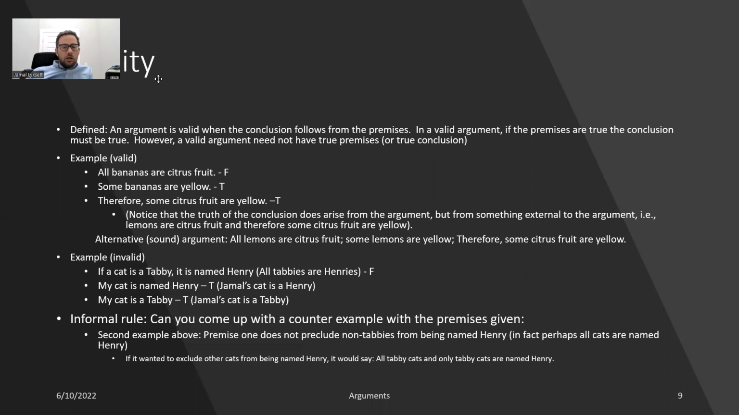Now the conclusion, some citrus fruit are yellow: does it follow from those? No, it doesn't, right? So we can still have a true conclusion and our argument be unsound, right? But it is a valid argument nonetheless, right? Because that conclusion follows from the premises.